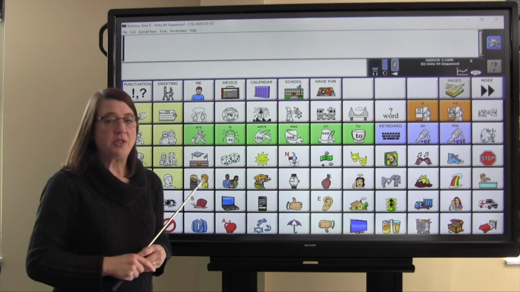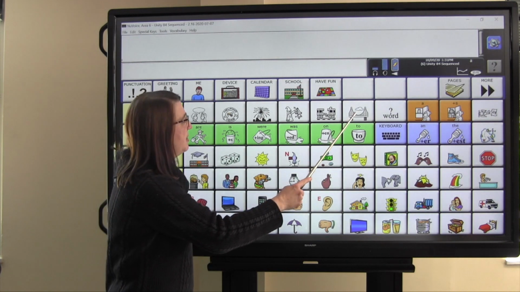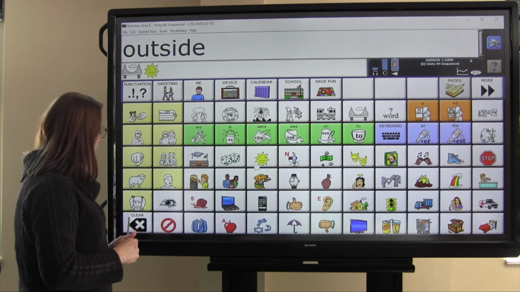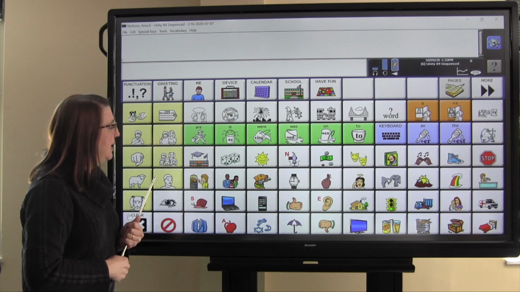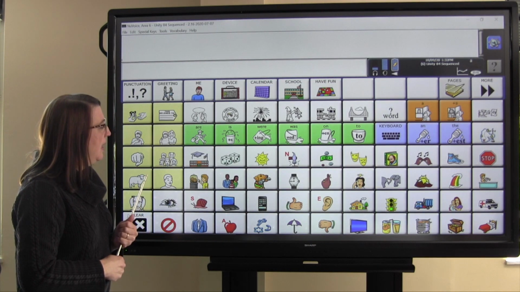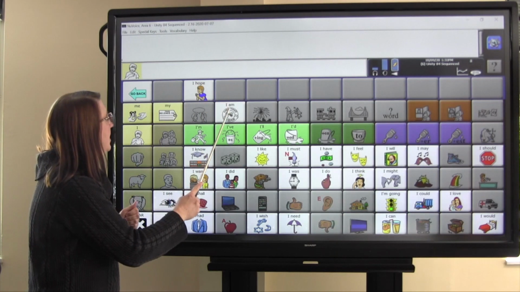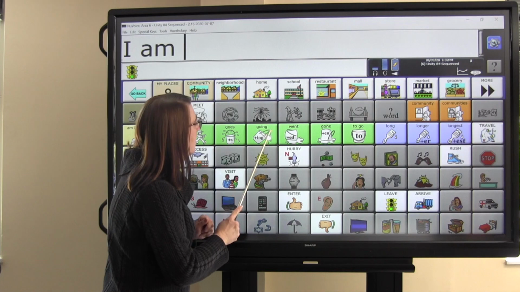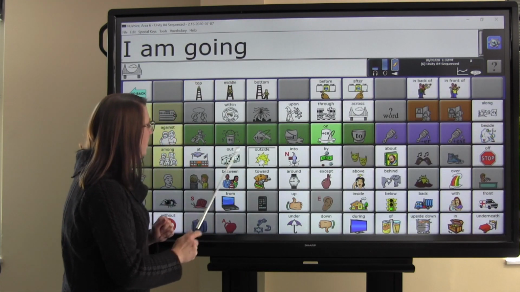Okay, let's do one more. Let's do the preposition outside. A lot of our kids like to play outside. So it's going to be our preposition key plus the sun, outside, because we see the sun when we're outside. Okay, let's say I am going outside. So I plus the auxiliary. I am going outside. Preposition plus the sun.